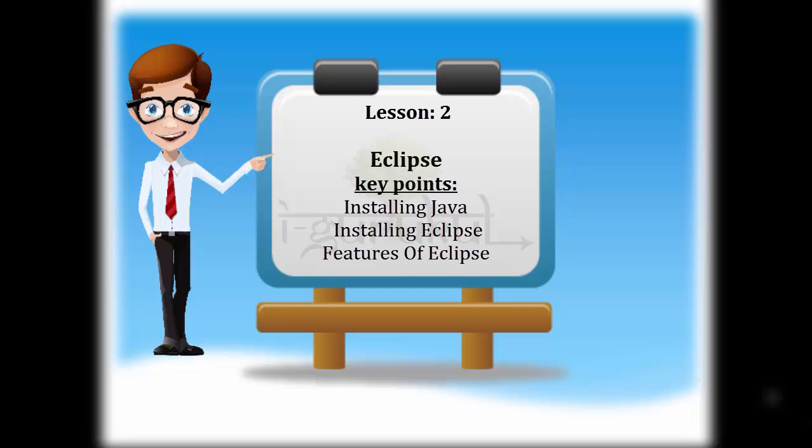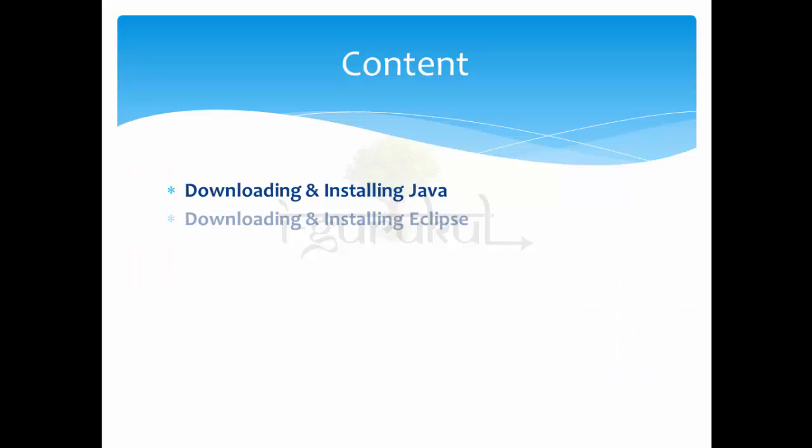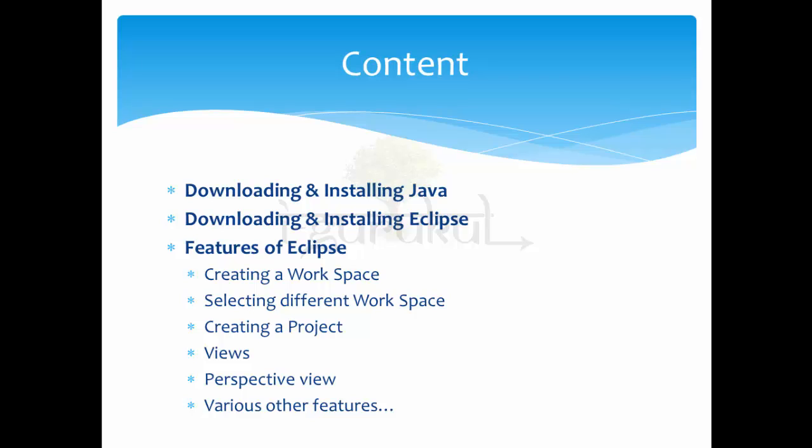In our last tutorial, we have seen the introduction part of Java, features and uses of Java. That was all theoretical. In this tutorial, we will learn how to download and install Java, then how to download and install Eclipse, and then the various features of Eclipse, right from the very beginning, that is creating a workspace, selecting between the different workspaces, creating a project, views, perspective views, and various other features. So let's start this tutorial with the very first topic, that is how to download and install Java.